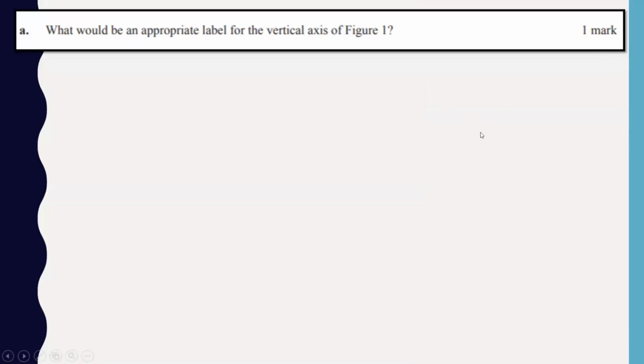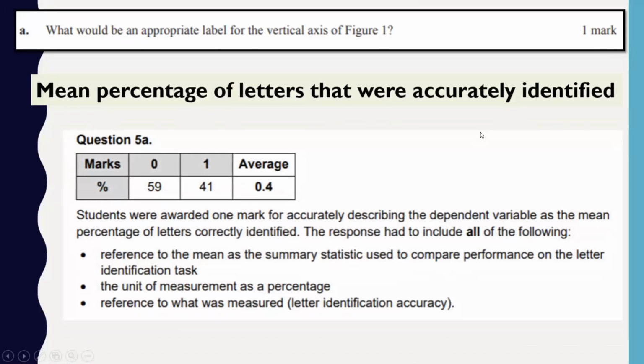It's worth only 1 mark, but honestly, if you're losing marks on a lot of 1 mark questions, then it's going to add up at the end of the day. So you can see that 59% of students last year got 0 out of 1 for this. So that either means they left it blank or they wrote something that was completely unrelated to the expected answer. Now, obviously, in order to get the full 1 mark for this question, it wasn't just about writing percentage of letters accurately identified. You had to be specific. You had to say the mean percentage of letters that were accurately identified.